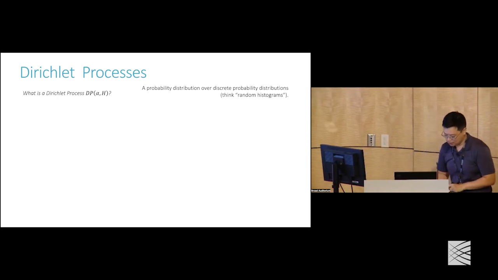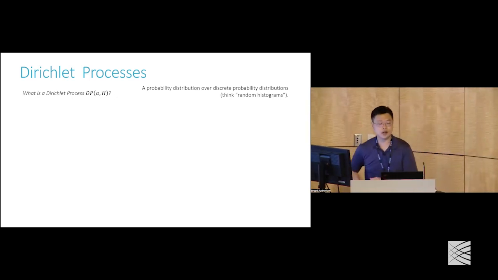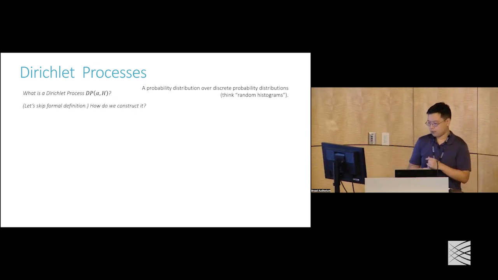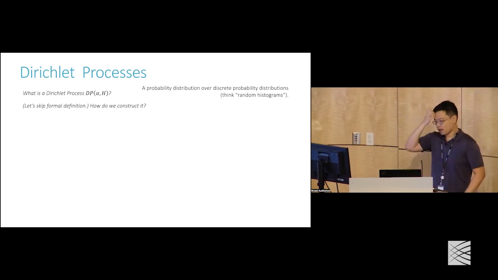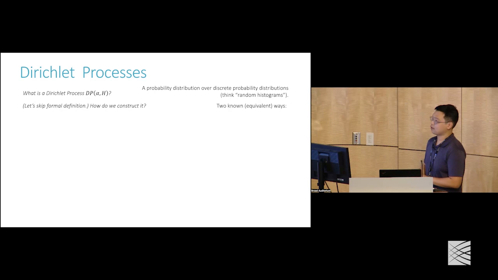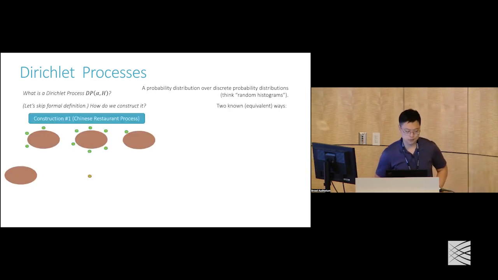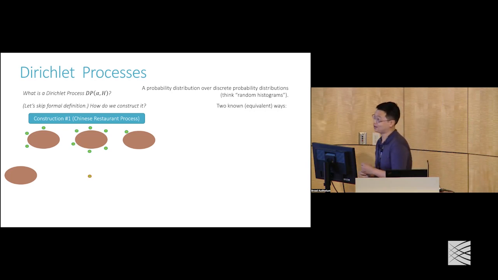The analogy that I always like to use when talking about Dirichlet processes is that it's a distribution over random histograms. There is a formal definition to this, think like Gaussian processes, and we're not going to talk about it. We're going to skip straight to the construction because I think they're more insightful. There are essentially two known equivalent ways. There are a couple more, but these two are the most insightful. The first construction is the Chinese restaurant process, as it's called in the mathematical community.